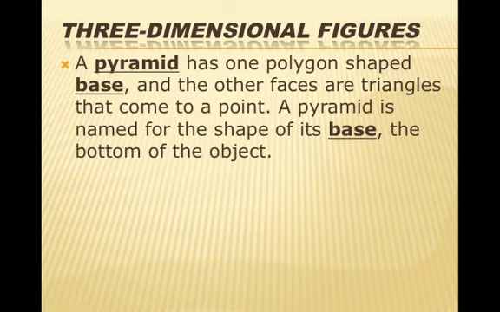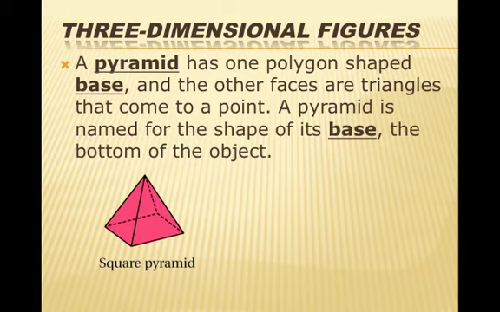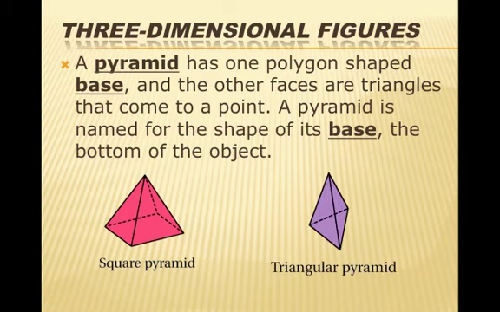Finally, we get into the names of these shapes. A pyramid has one base, and the other faces are triangles that come to a point. So anytime you see a lot of triangles in a polyhedron, chances are that's a pyramid. A pyramid is named for the shape of its base, the bottom of the object. So if we look at this one right here, you can see that there would be a square. It's tough to tell that it's a square from that angle, but you could certainly call it a rectangular pyramid. And then we have a triangular pyramid with a triangle at the bottom.